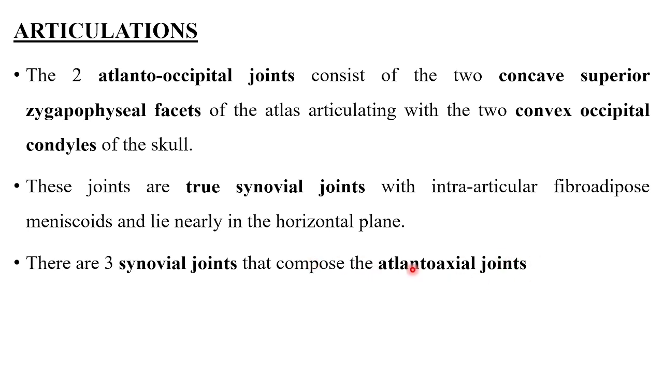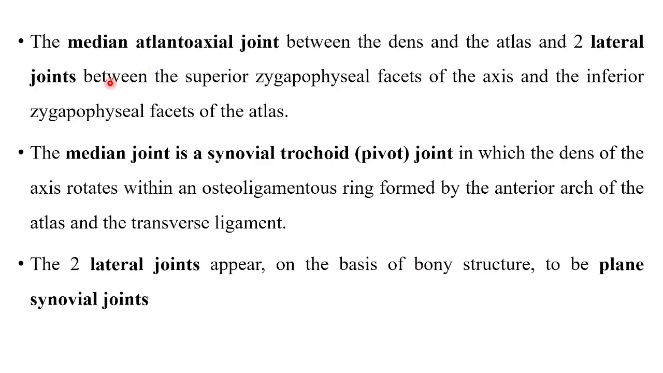These three atlanto-axial joints are the medial atlanto-axial joint, present between the dens and the atlas, and the remaining two lateral joints, present between the superior zygapophyseal facets of the axis and the inferior zygapophyseal facets of the atlas. So the atlanto-axial joint structure is formed by the combination of three joints, that is the medial atlanto-axial joint and two lateral atlanto-axial joints.